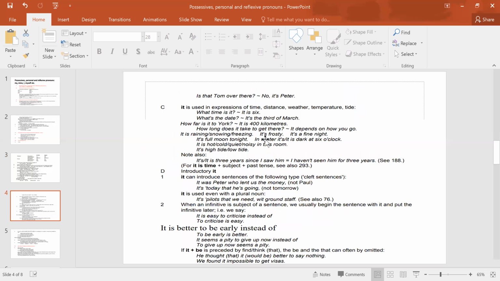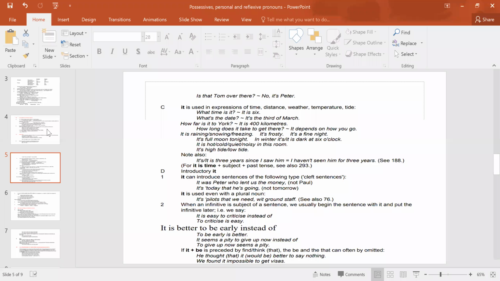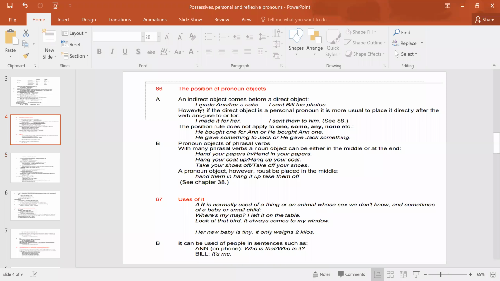In the next slides, we are extending the use of these possessive, personal and reflexive pronouns. Is that Tom over there? No, it's Peter. Sorry, I skipped a slide. And this is the next slide. In the next slide, we will have a look at the position of pronoun objects.